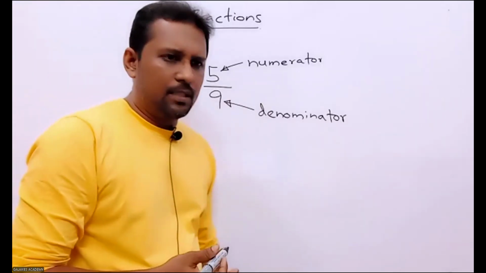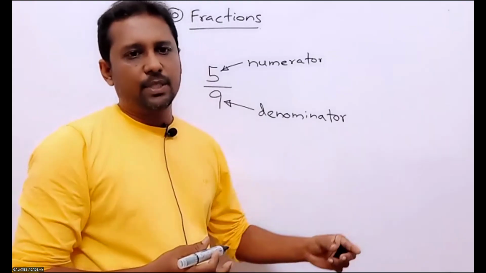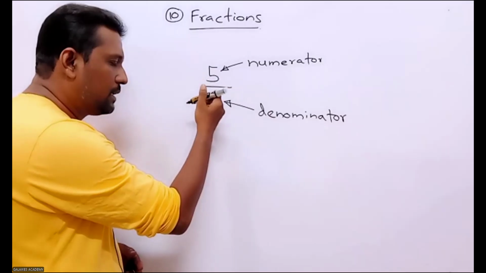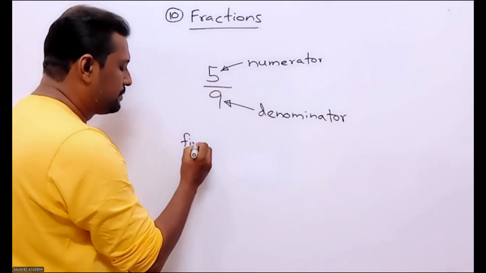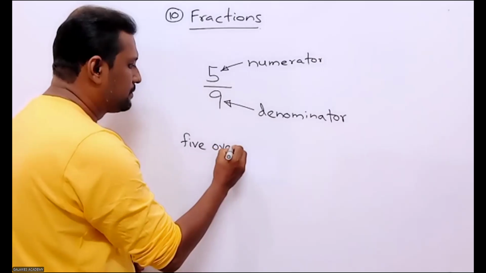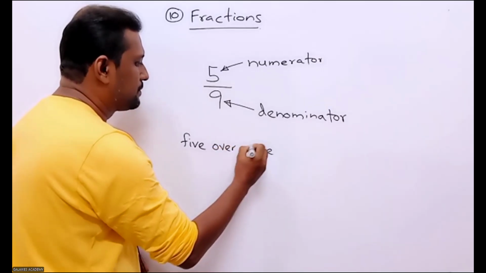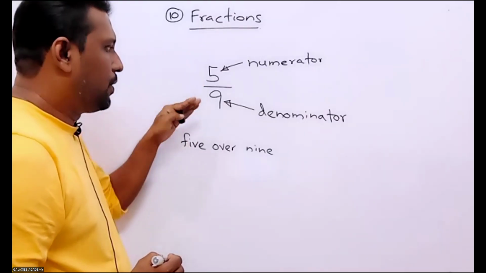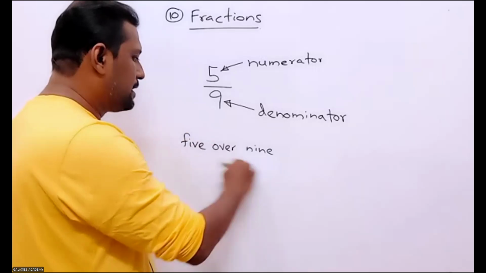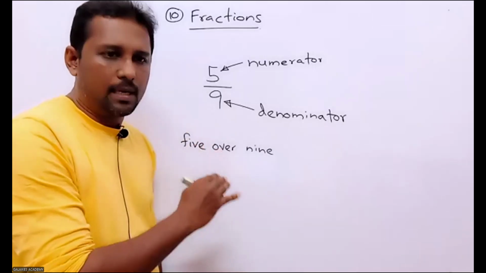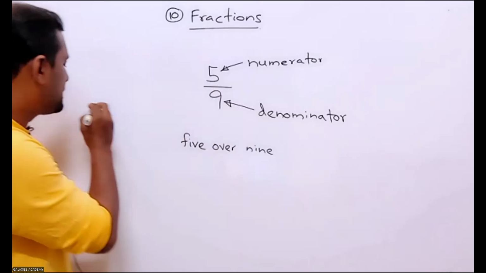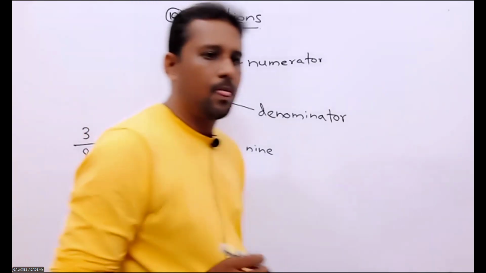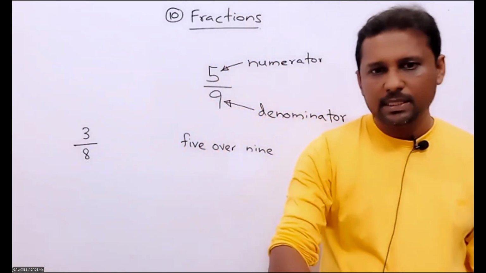There are several methods you can read this fraction. Mostly we use which method? 5 over 9. Also, we can use 5 upon 9, but mostly we use this method, 5 over 9. Can you tell me what is this fraction? 3 over 8.